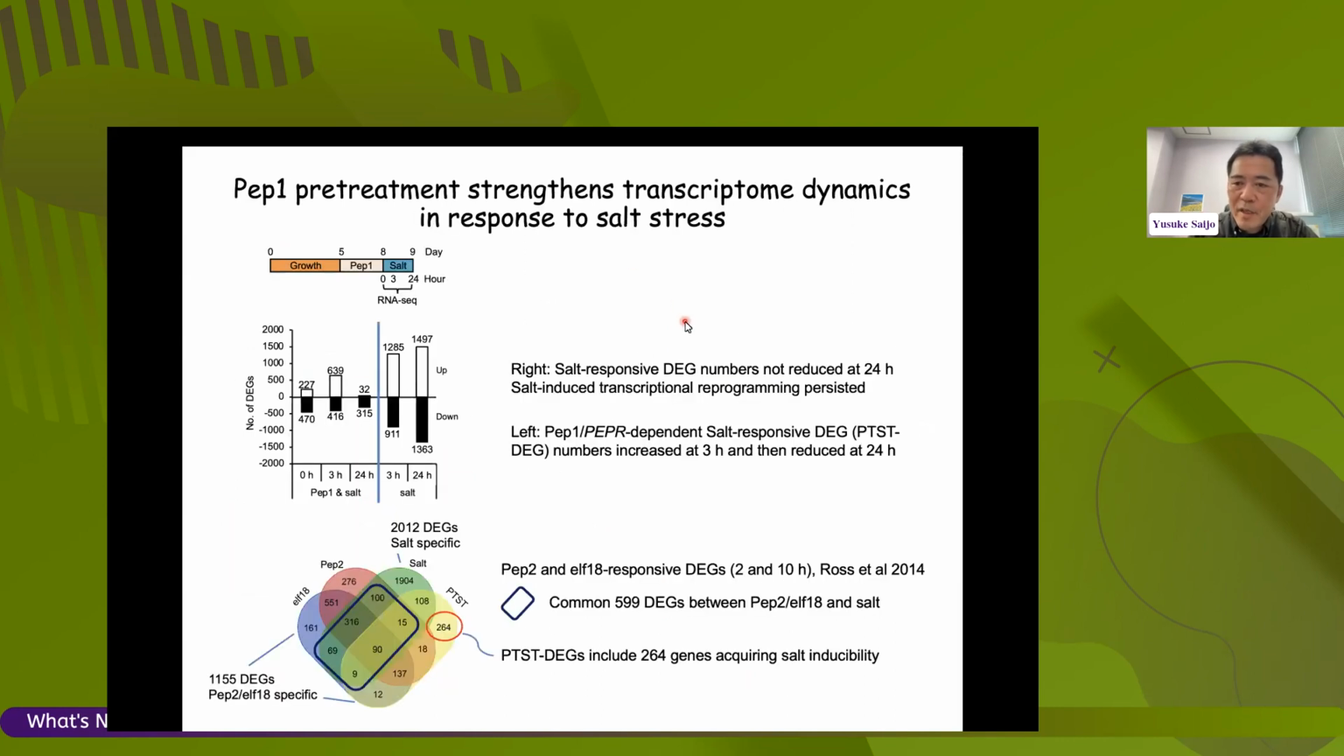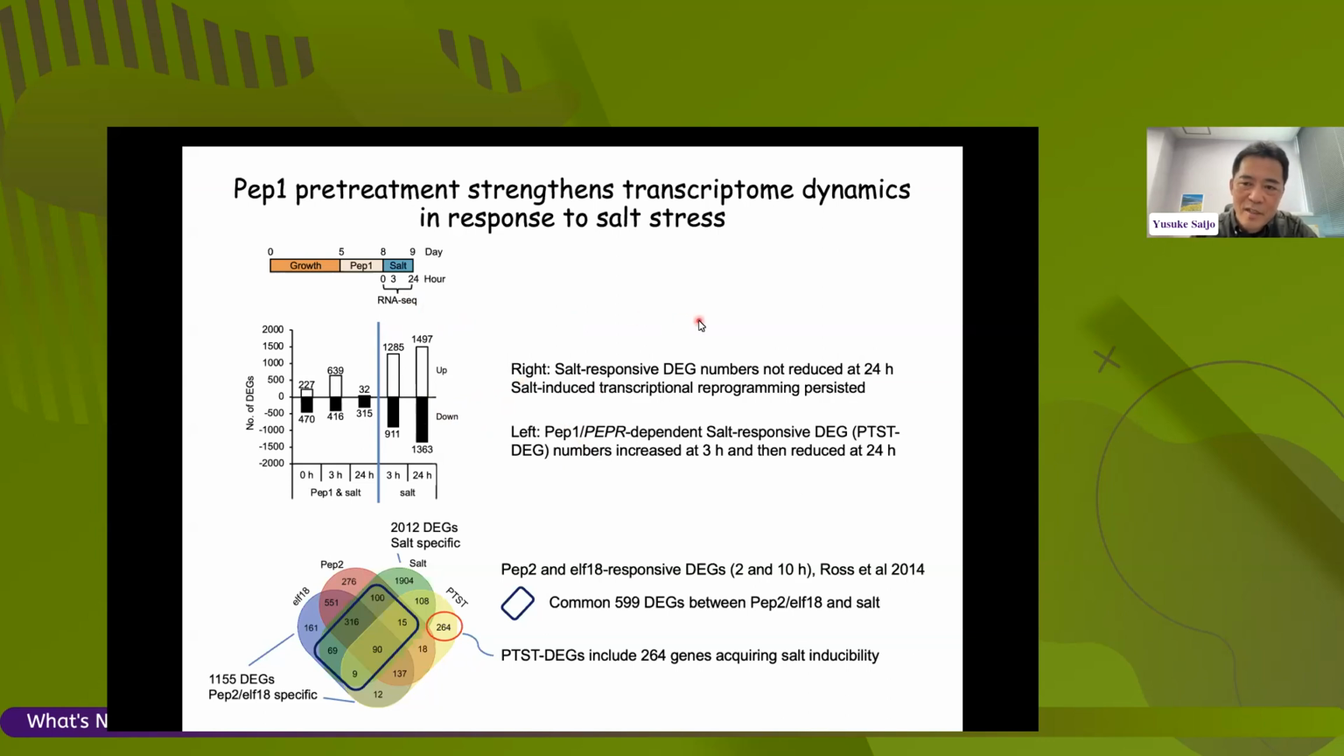And then we looked at the transcriptome level: what really happens during PTSD. In this conventional PTSD assay setting, we subjected the seedlings to RNA-seq analysis after PEP1 pretreatment and subsequent salt treatment. The result first suggested, when we compare the number of differentially expressed genes, DEGs, up or down regulated under salt stress following 3 or 24 hours, that the numbers are more or less not really reduced.